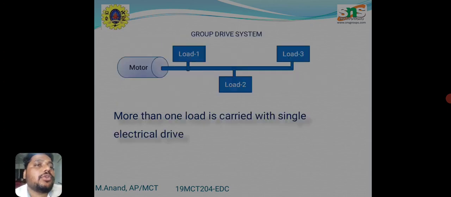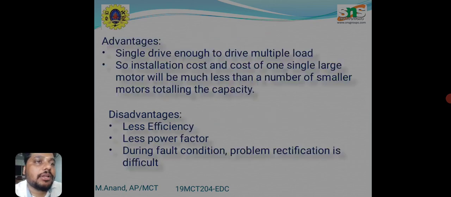And then the group drive system, where more than one load is carried by a single electrical drive. Here we have load 1, load 2, load 3. All the loads are connected to a single shaft. For example, handloom and electrical loom based industries use a single 5 HP motor for running more than one loom. That is called a group drive system. More than one load carried by a single electrical drive is called a group drive system.